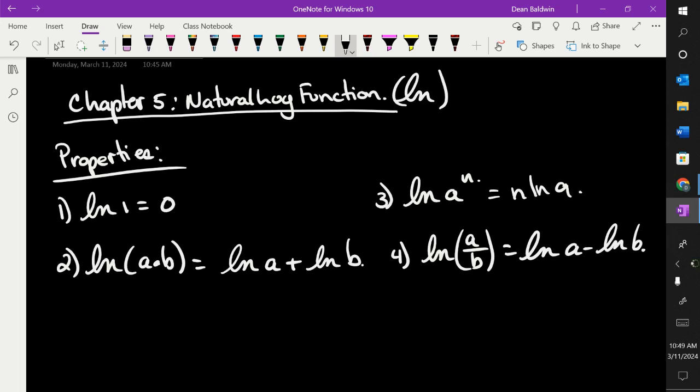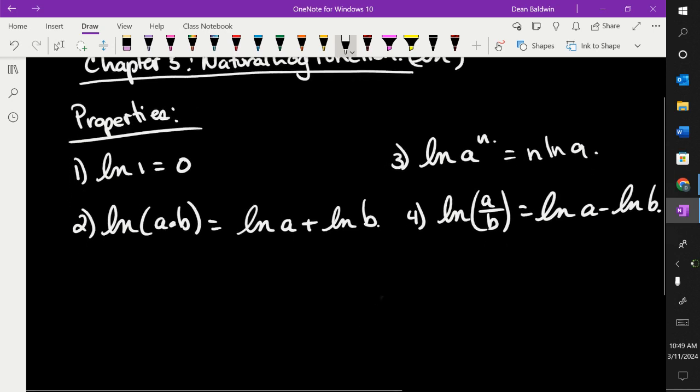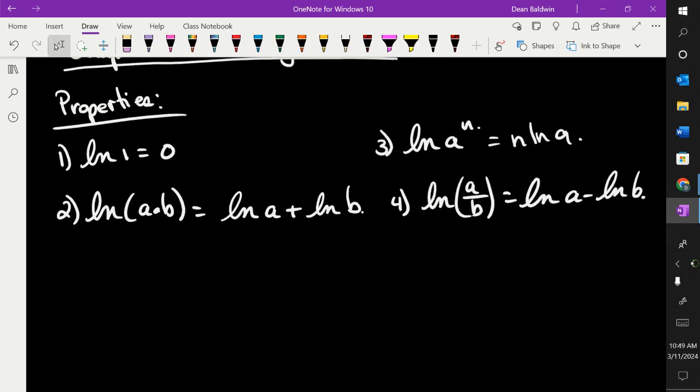Are these ringing bells? They should be. I hope so. Okay, so let's do a couple of examples. You need to know those rules.